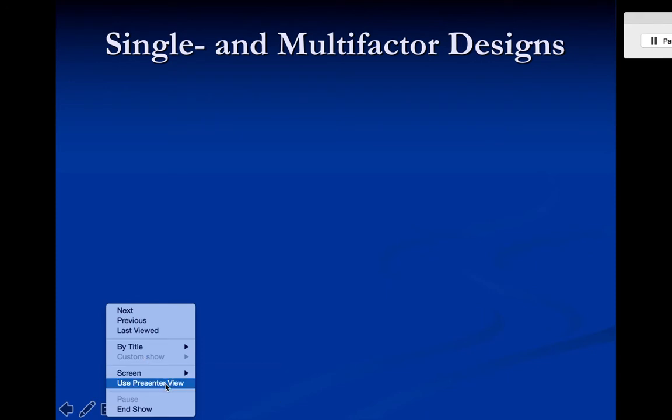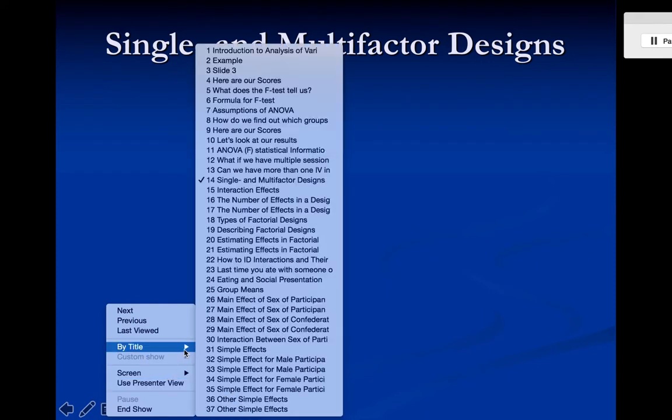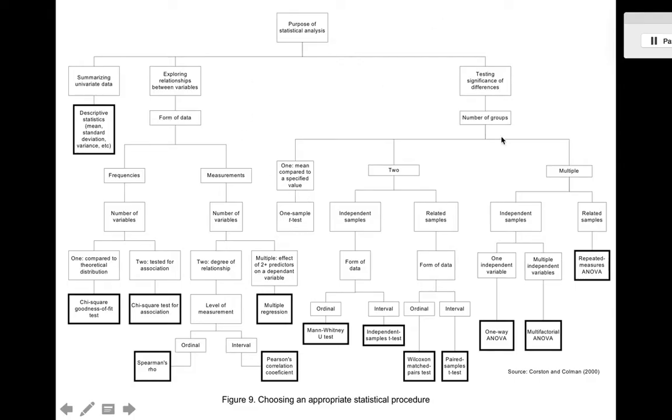If you remember, when we looked at the tree at the beginning of our discussion, we looked at this idea of dealing with multiple groups, and then you have independent samples and you have related samples. We've already talked about the one-way ANOVA, and we've already talked about repeated measures ANOVA. But now we're asking, how many independent variables are you working with? If you're working with one independent variable, you're going to do a one-way ANOVA. That's why we called it a one-way ANOVA: it had one way, one independent variable.